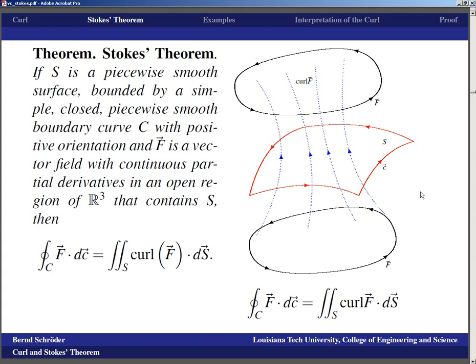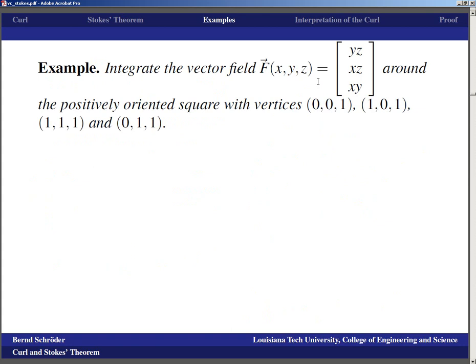So as an example, let us integrate the vector field F of x, y, z, being yz in the x component, xz in the y component, and xy in the z component. And we want to integrate this vector field around the positively oriented square with vertices (0,0,1), (1,0,1), (1,1,1), and (0,1,1), which is a square that sits at height z equals 1 in three-dimensional space, but other than that, it is a flat square.